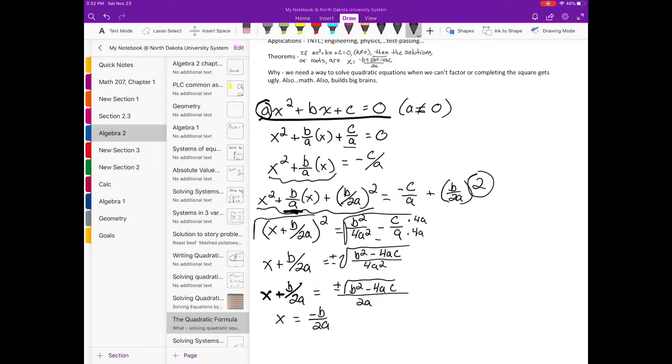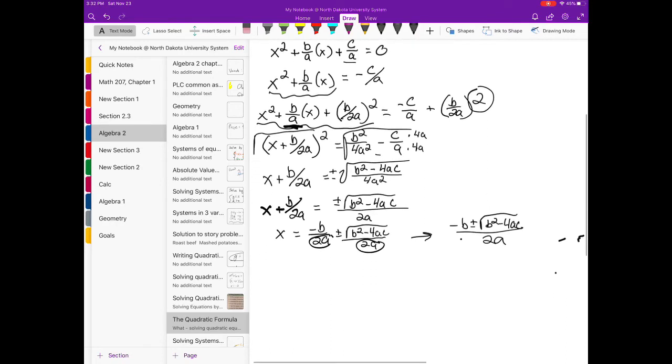Still with me? And notice we have a common denominator here, right? So we end up with our old friend, the quadratic formula.